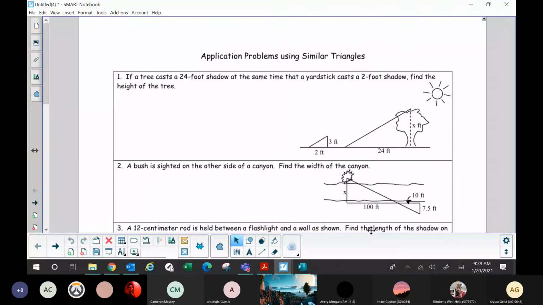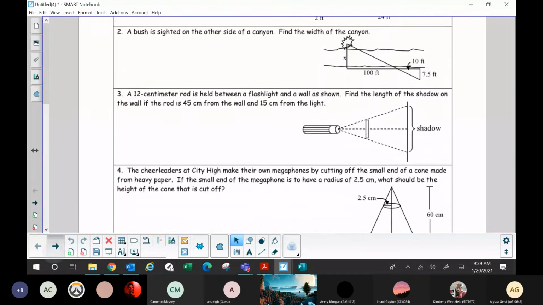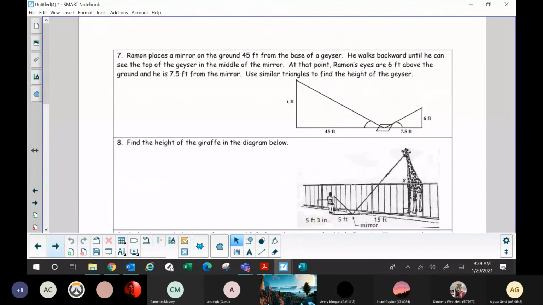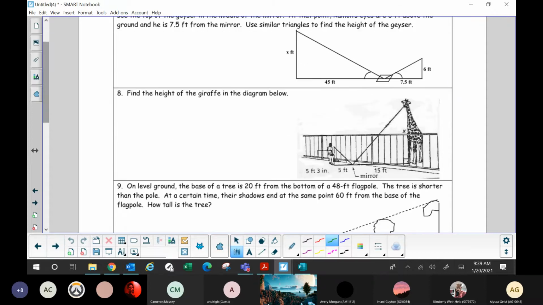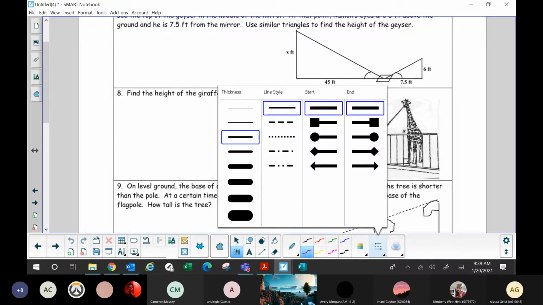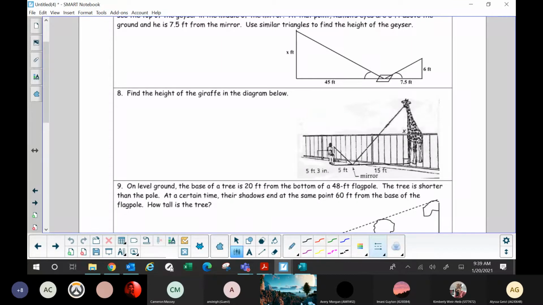Okay, number 8 says find the height of the giraffe in the diagram below. It's nice because it gives you pictures already. So let's set this up in a proportion. On the smartboard, compare sides that match up.